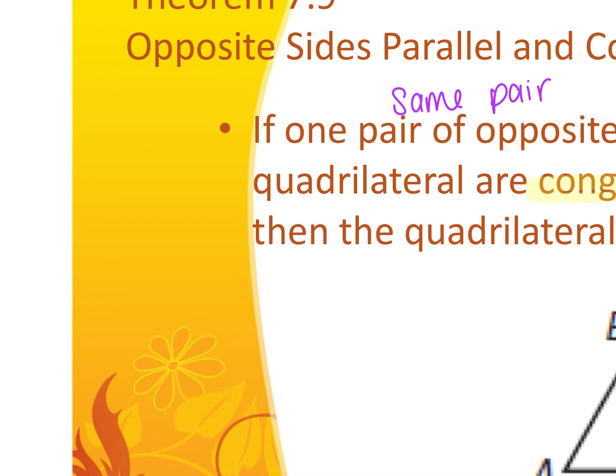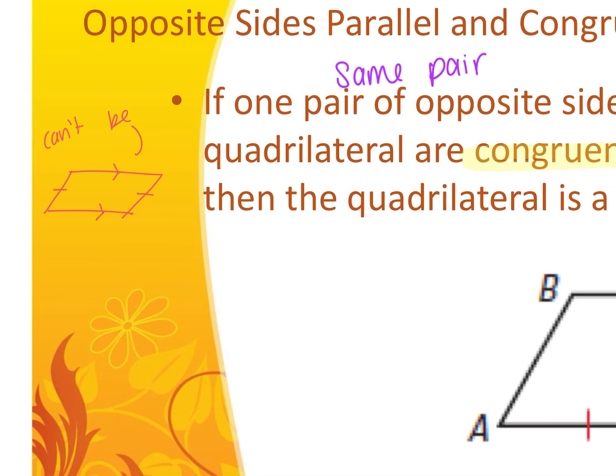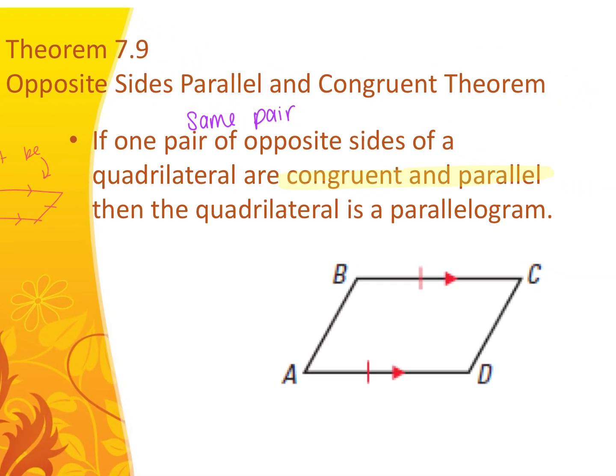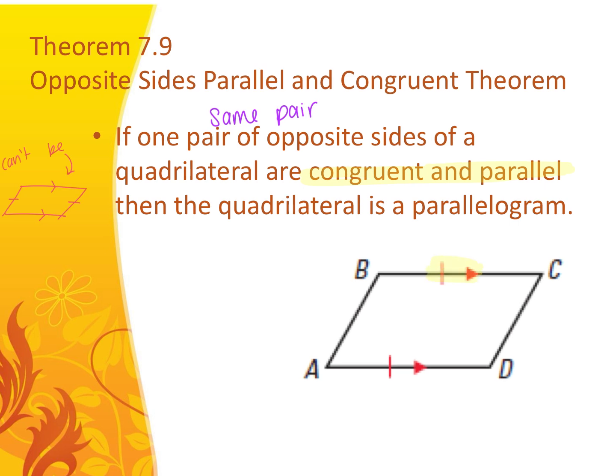I'm going to give you an example of what it cannot be. Looking right here, if I'm giving you a parallelogram, keep in mind when I said same pair, these are not the same pairs, congruent and parallel. They're different pairs. One pair is parallel, a different pair is congruent. It has to be the same pair. So this is what it cannot look like. When I'm looking at this one, it's the same pair that's parallel and congruent. So make sure you have that.